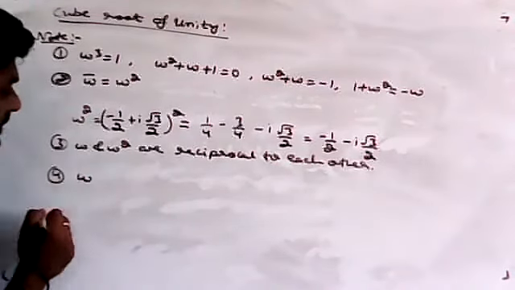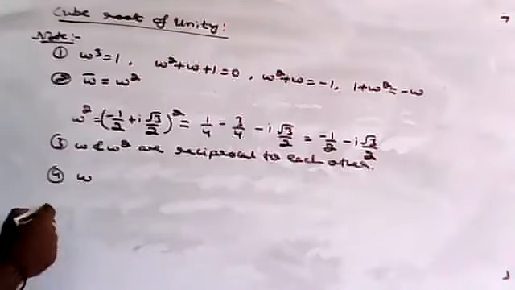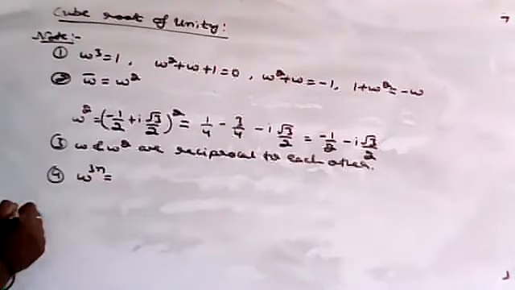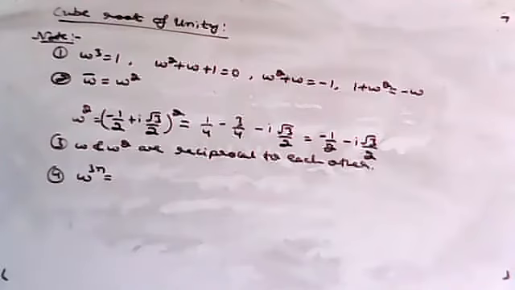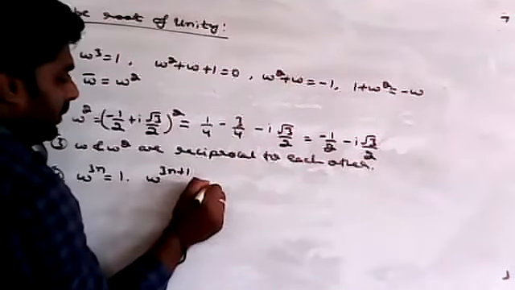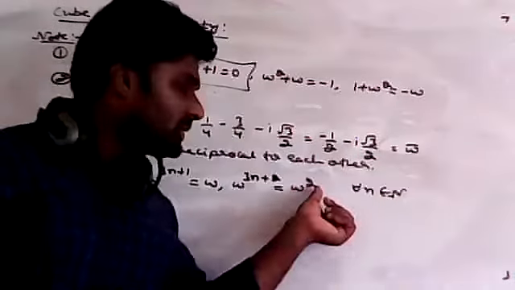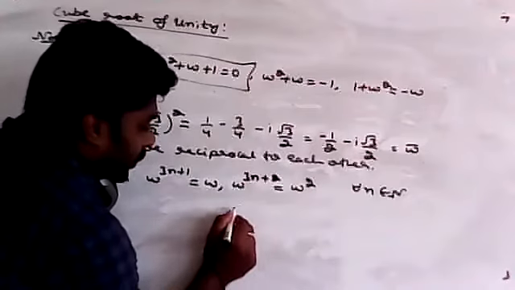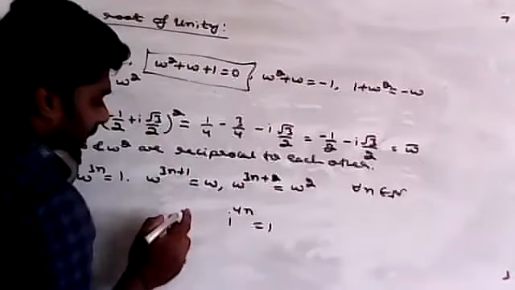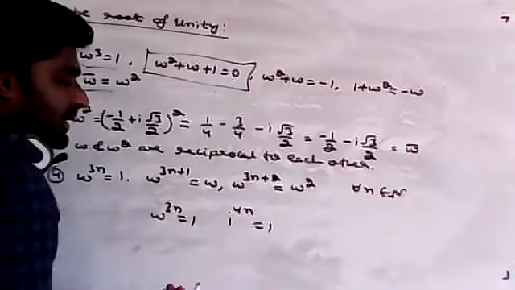So after this one, similarly, you have to tell me what is omega to the power of 3n then? As we know that omega cube is 1, then omega to the power of 3n is 1. Good. Then omega to the power of 3n plus 1 is omega. Good. Then next, 3n plus 2 is omega square. As we know i to the power of 4n is 1, same thing here, omega to the power of 3n we have taken as 1.